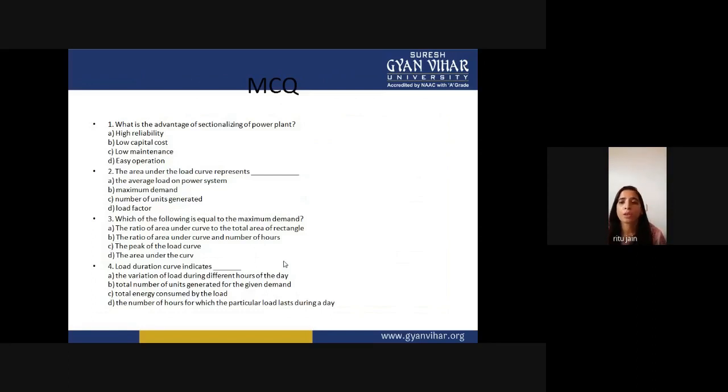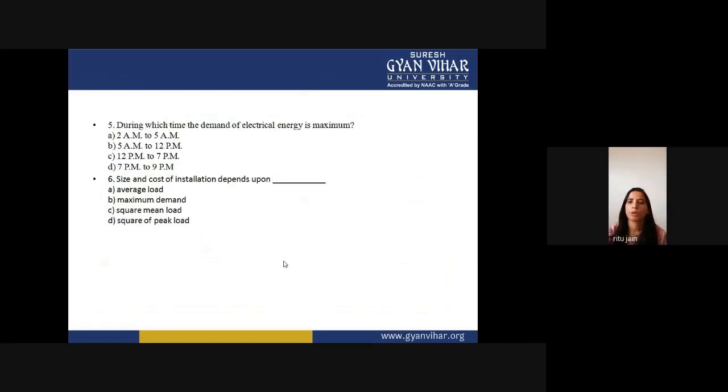Now, which of the following is equal to the maximum demand? The peak of the load curve is defined by the maximum demand. The load duration curve indicates the variation of load during different hours of the day, the total number of units generated, and the number of hours for which a particular load lasts during a day. The variation of load during different hours of the day is represented by your load curve.